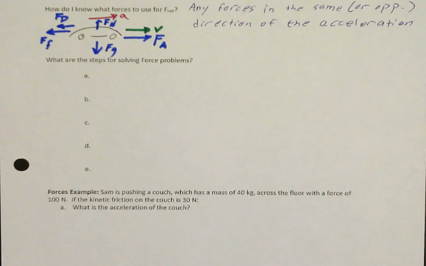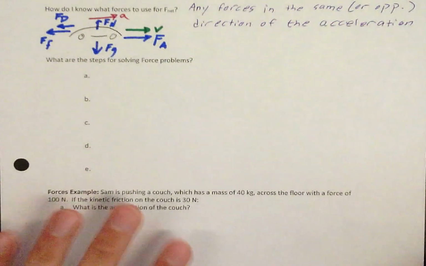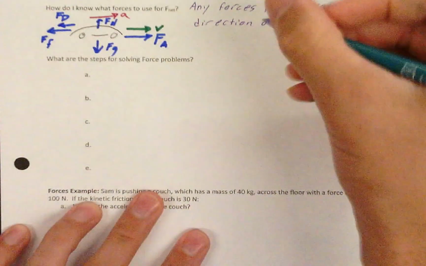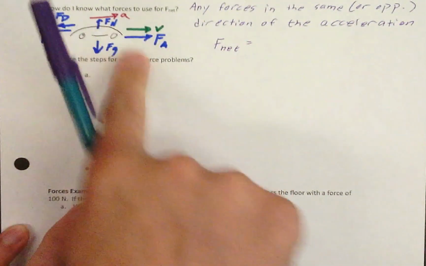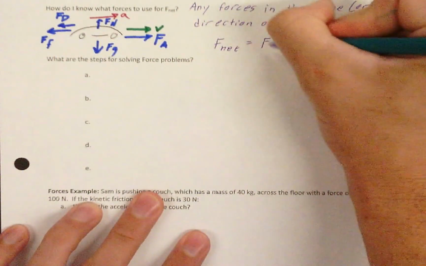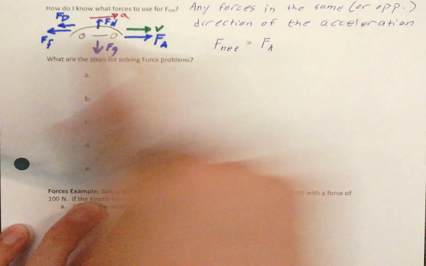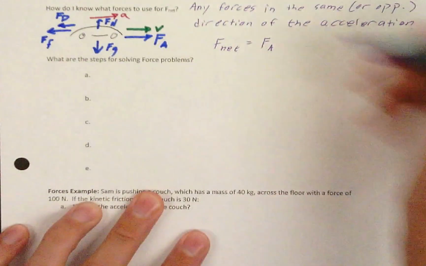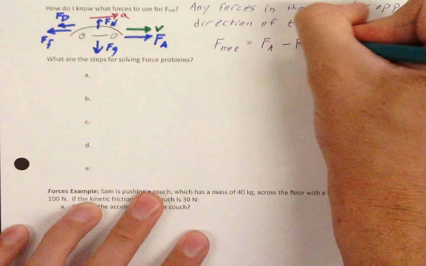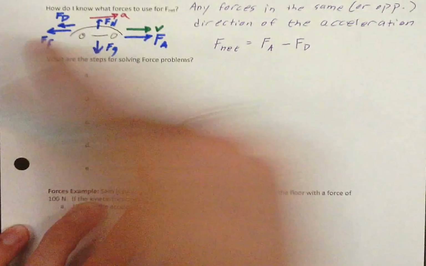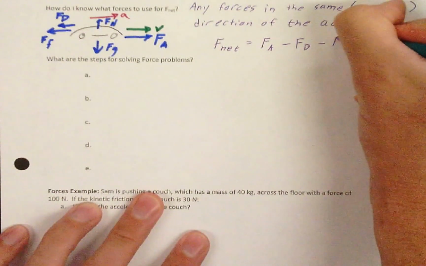Okay? So if I look at this example here, I'm saying, okay, what are my forces in the direction of the acceleration? Well, I've got an applied force. My acceleration is right, so I've got an applied force. I've got drag in the opposite direction, so you would be adding a negative, but you can think of it as subtracting too. And I've got friction in the opposite direction.